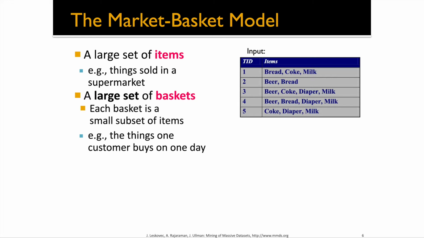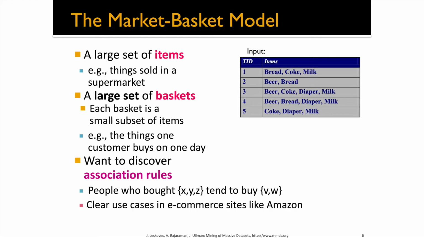So if we have a set of items like bread, Coca-Cola, milk, beer, diapers, we can look at these in terms of transactions. One basket is bread, Coke, and milk. Another basket is beer and bread. A third basket is beer, Coke, diaper, and milk, etc. And what we want to do, the objective, is to create rules that associate our items. The idea being, people who bought X, Y, and Z tend to also buy V and W. That these two sets go together enough that we should either recommend them or put them close together, or take some action based on this connection.